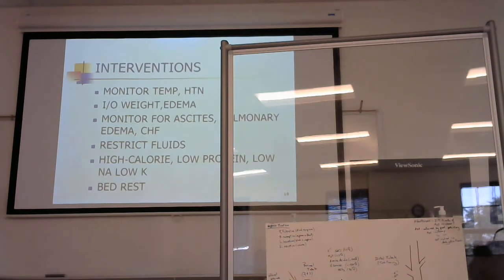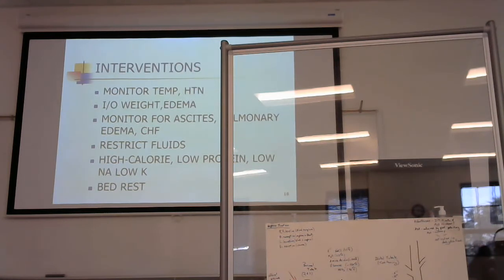Ascites, pulmonary edema, congestive heart failure. These things can occur because we're not getting enough fluid off. So although the heart failure is not what caused this, the acute condition can lead to heart failure. And then we've got a problem, because when the heart fails, we don't perfuse the kidneys very well. So the kidneys are going to be very upset with us.